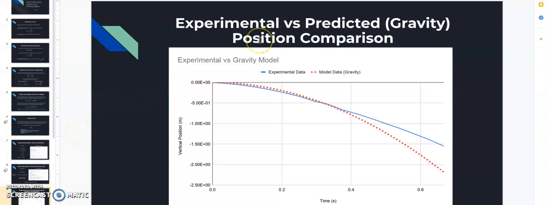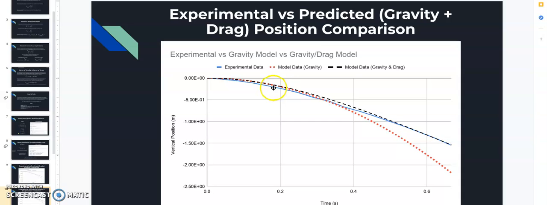So here's the experimental versus predicted position. The blue line is the experimental data, and the red dotted one is only the model with gravity. As you can see, it overpredicts the position because it does not have drag opposing it. But when you add in drag, which is the black dotted line, you can see that it very nearly approximates the experimental data, especially near the end because we chose it. So we can say it's a pretty good fit, even with the speed squared being proportional to the magnitude of the drag force.